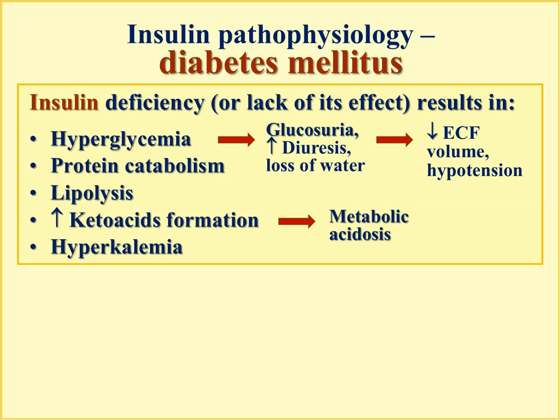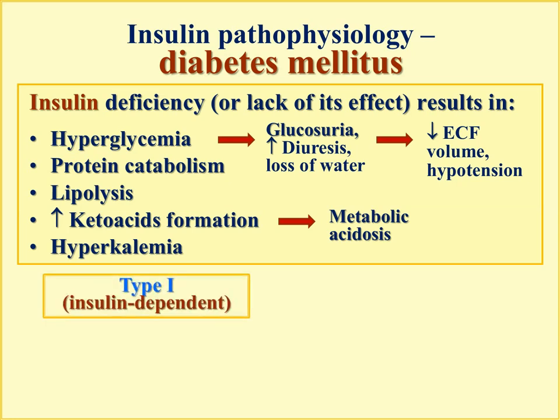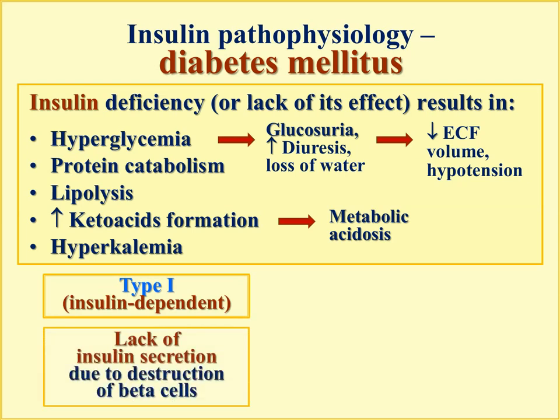But this picture does not fully develop in every patient with diabetes mellitus, because diabetes exists in two types. Type 1, insulin dependent, usually develops early, before 20 years, and it's exactly because of decreased insulin secretion due to destruction of the beta cells of the Langerhans islets. So this type is less widespread. It makes from 5 to 10% of all patients with diabetes.